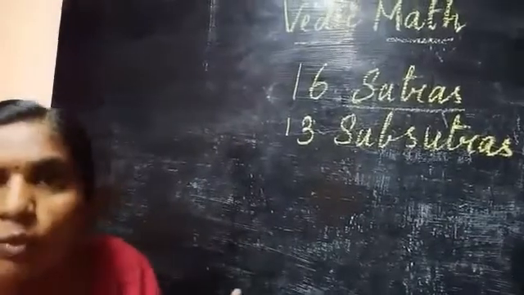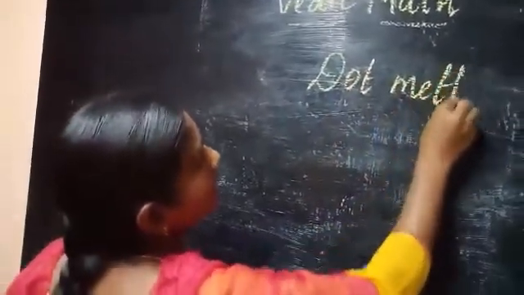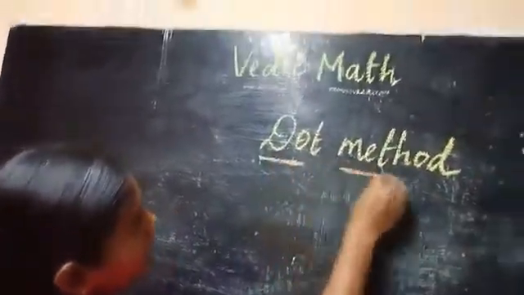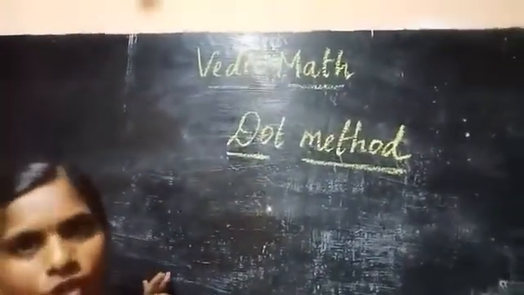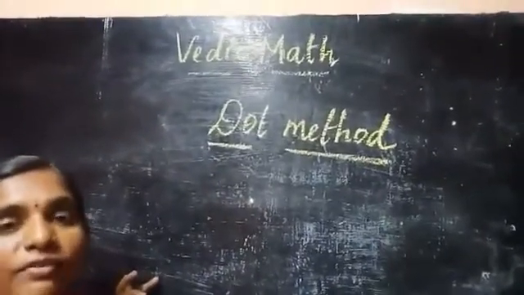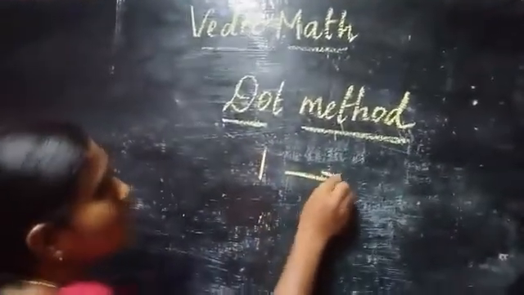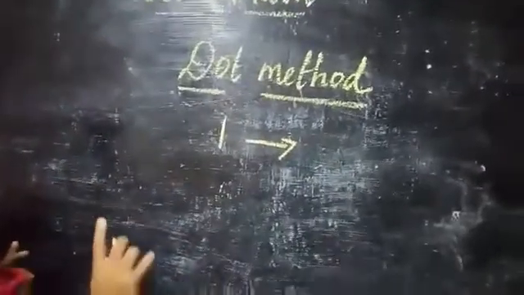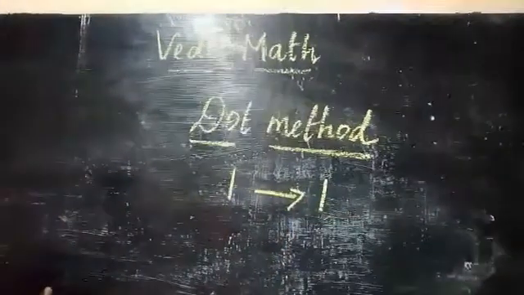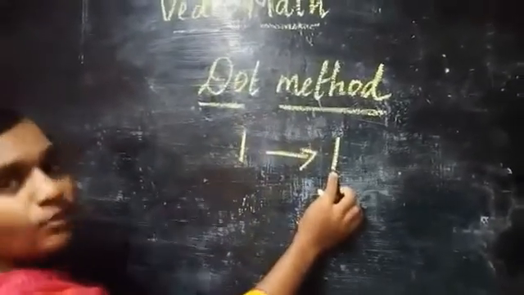Okay, today what are we going to see? We are going to see the dot method in our Vedic math session. What is this dot? When you keep this, it is called a dot. So how to represent this dot, we are going to see. Now listen. When you write 1 without keeping a dot on the top of 1, it is called 1. Here I have written 1, but there is no dot on the top. So we say it as 1.